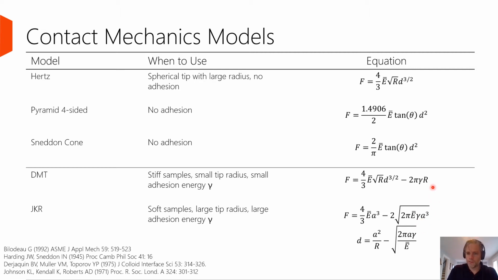Now, for both of these DMT and JKR models, if we have no adhesion energy, so if gamma equals 0, this second term disappears and this second term disappears, and we return back to the Hertzian equation. So these two equations can be used with also no adhesion energy. We just revert back to Hertz.